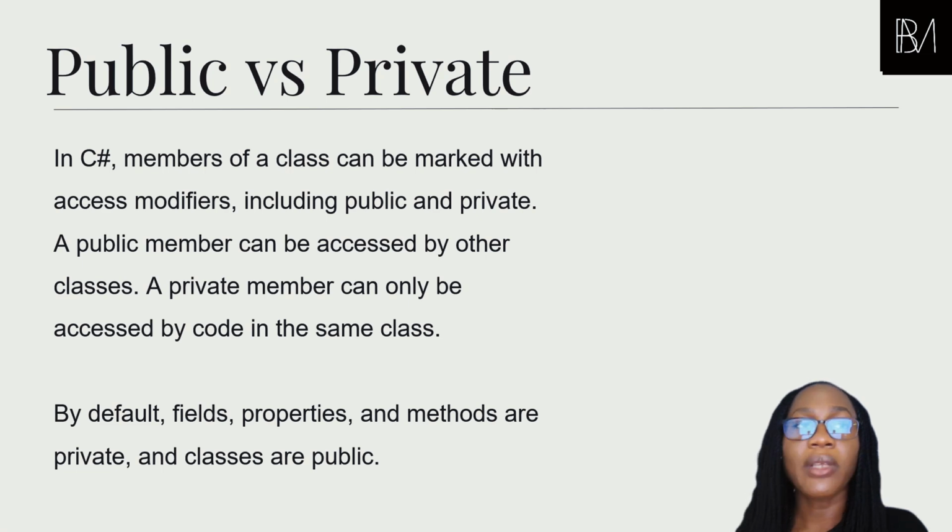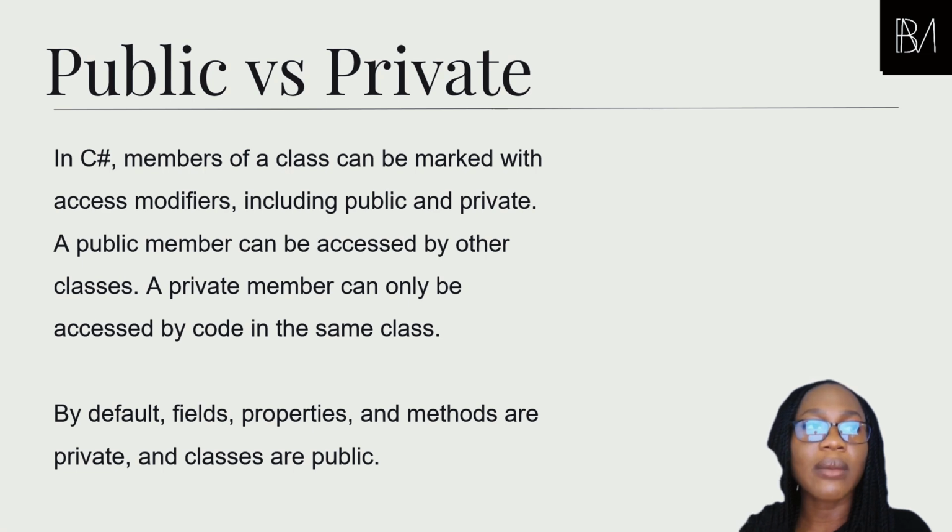So a public member, I can access it in other classes. So let's say I have a solution and I have 4 classes and I defined something publicly in one of them. I can call on that thing in any of the other 3 classes. But if I make it private, it can only be accessed in that same class. So I can't call on it in a different class.